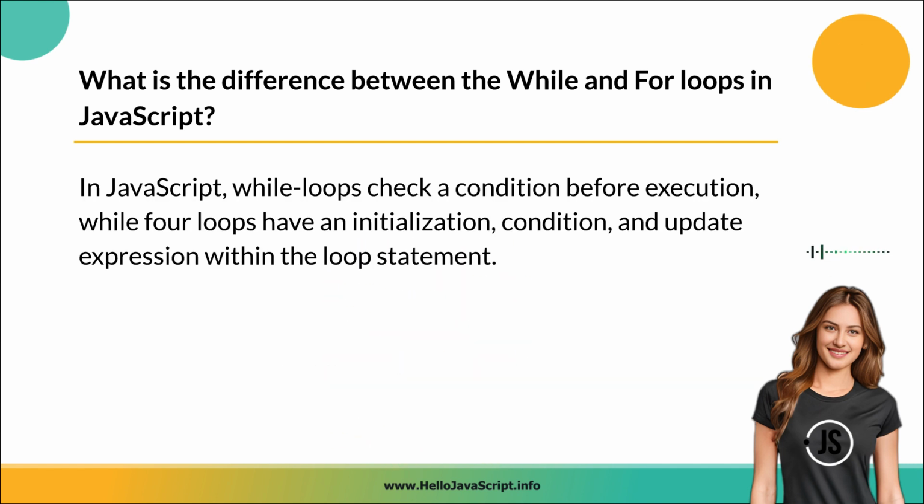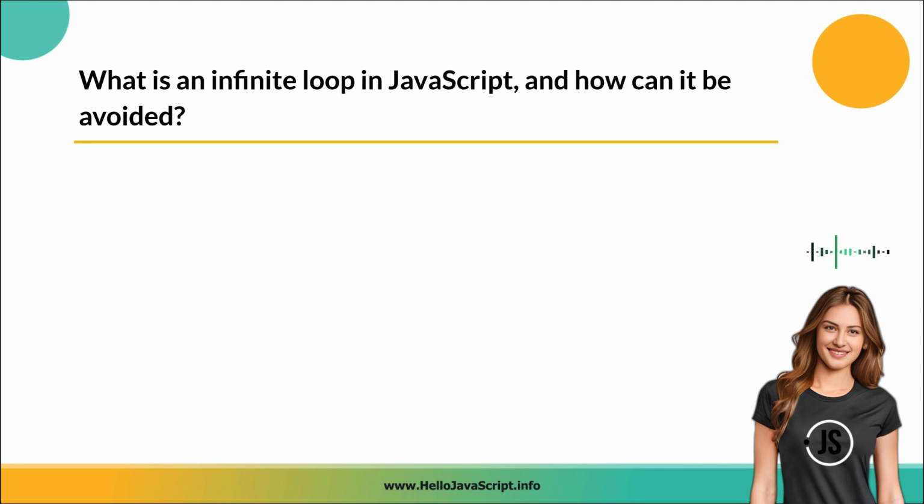Here is the correct answer to this question. In JavaScript, while loops check a condition before execution, while for loops have an initialization, condition, and update expression within the loop statement. Let's move on to the next question. What is an infinite loop in JavaScript, and how can it be avoided?